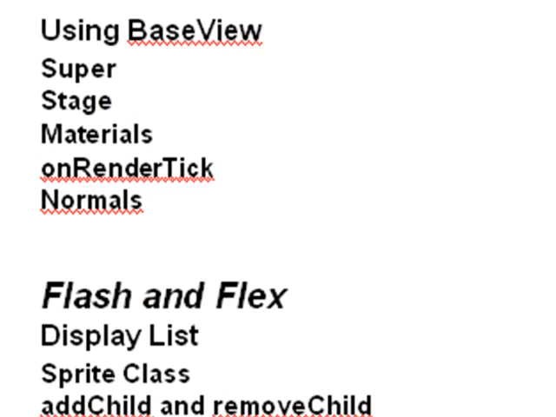Then we talk about base view. Base view is a wrapper class for the camera, scene, and renderer. We actually build a rotating plane with it and talk about certain concepts that arise in using it. Super, stage. We show how to put on materials, the on-render tick, and discuss the important concept of normals.